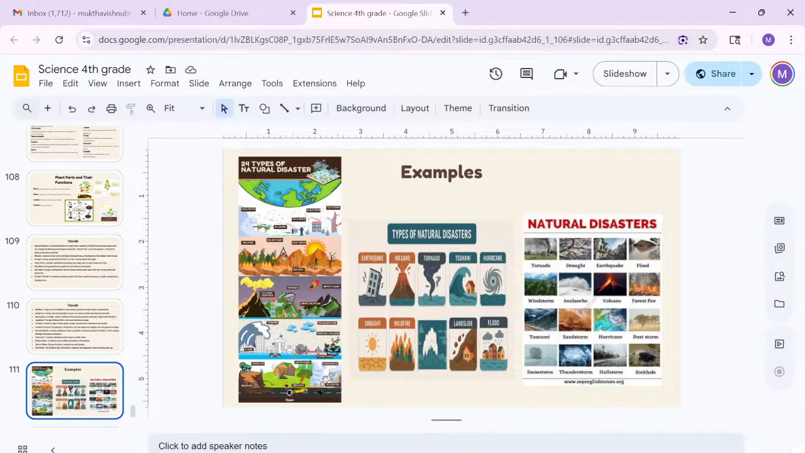Images of some of the natural disasters. You can take a quick look. Earthquake, volcano, tornado, tsunami, hurricane, drought, wildfire, landslide, flood. Each of these disasters you can usually expect in climates that are more likely to stimulate these.